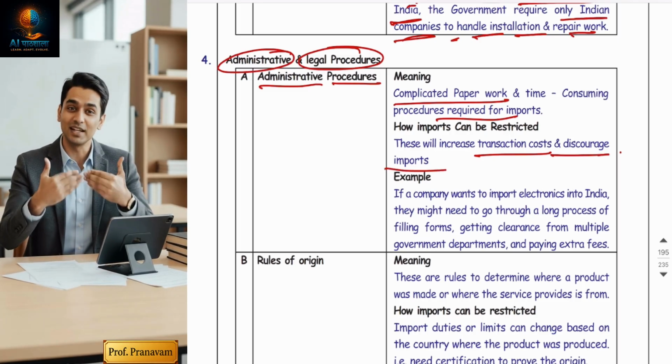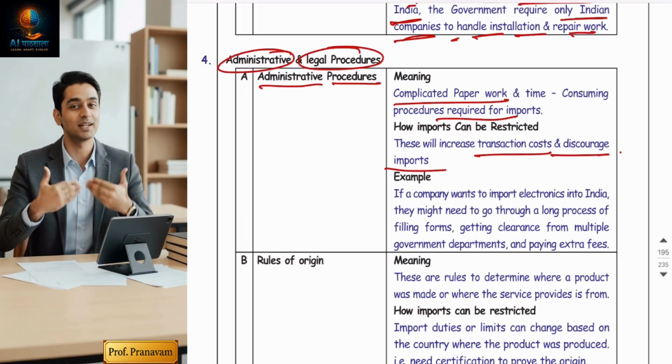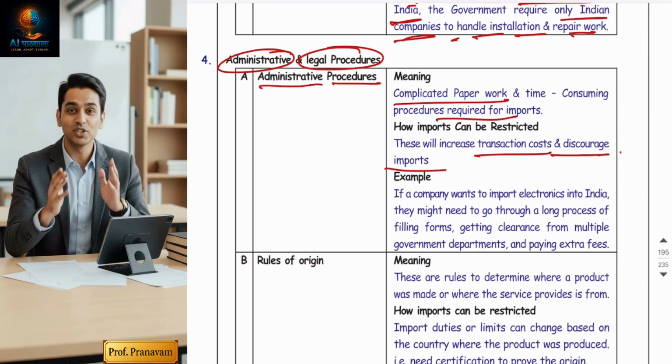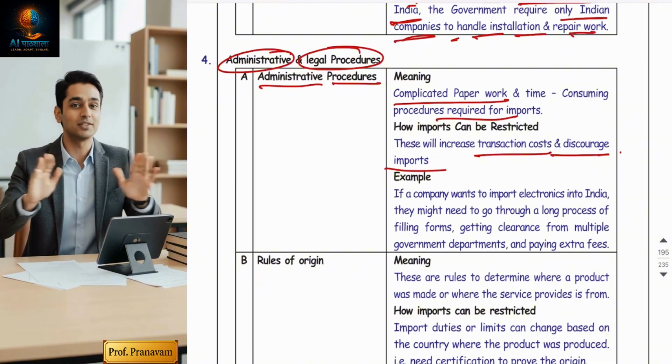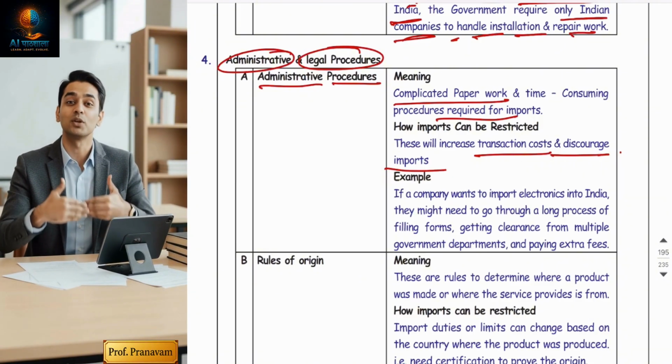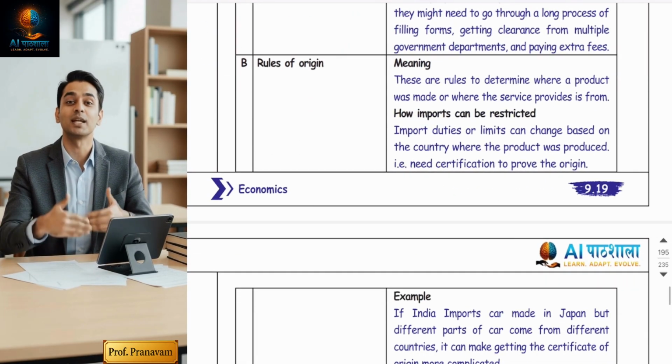Oh, right. The government is going to make tough procedures to clear the licenses. If the procedures become tough and time consuming, for example, earlier permission was allowed in some time, now 6 months of delay will take place and it will discourage the imports. Yes. Right? Rules of origin.